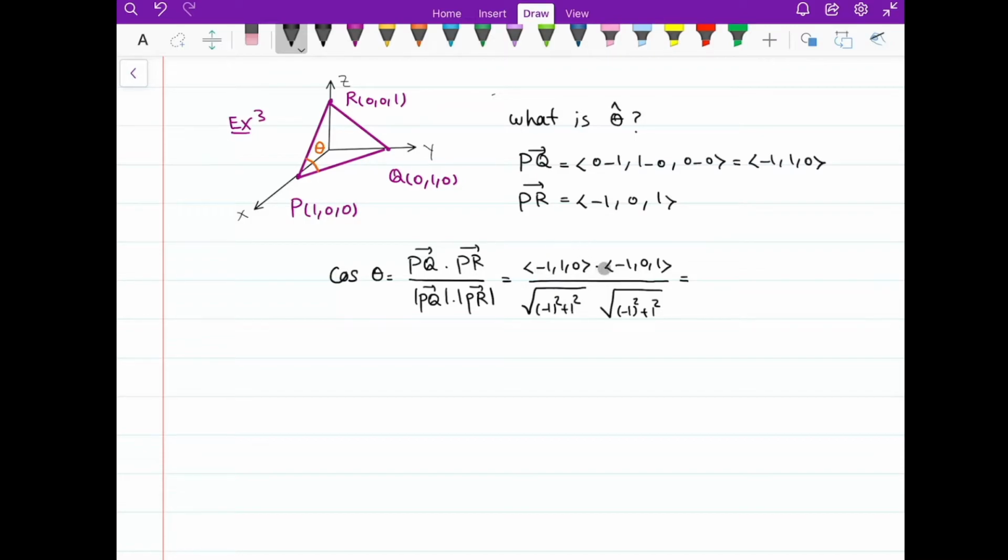So I get negative 1 times negative 1, which would be 1, and then plus 1 times 0, 0, plus 0 times 1, 0. Divided by square root of 2 times square root of 2, so I get 1/2. So cosine of theta is 1/2, meaning that theta is equal to pi over 3. So theta is equal to pi over 3. Great.